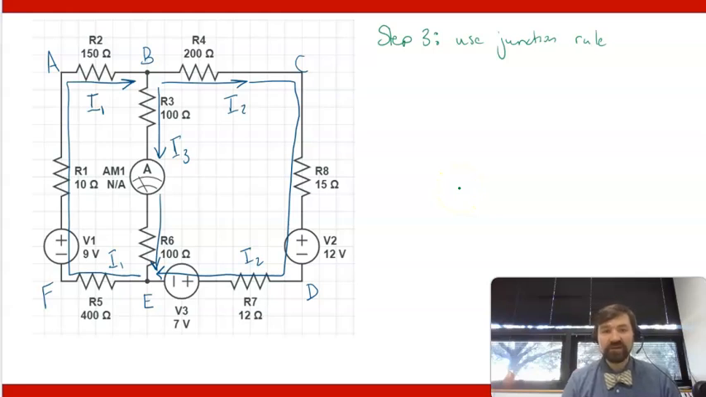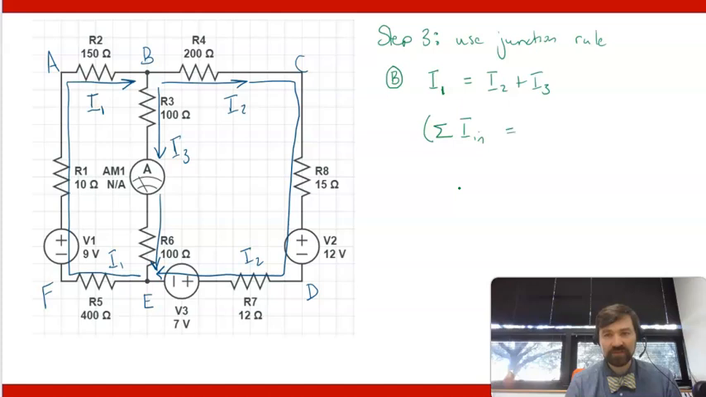Step 3, once you've labeled all this, is to apply the junction rule at one or both junctions. For example, at junction B, which I'm just going to circle with a B in it, I have I1 going in, so I would have I1, and then coming out I have I2 and I3. Generally speaking, your junction rule is that the sum of currents going into the junction is equal to the sum of currents coming out of the junction.